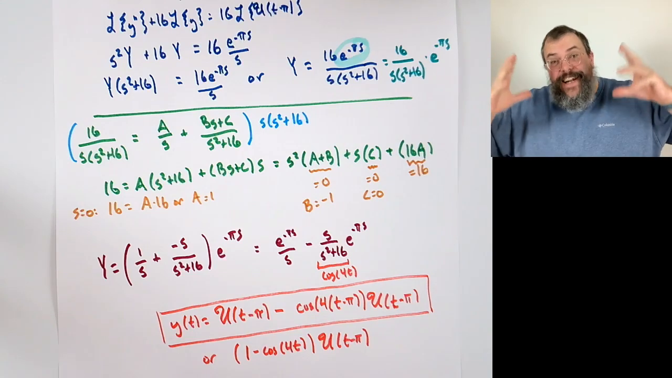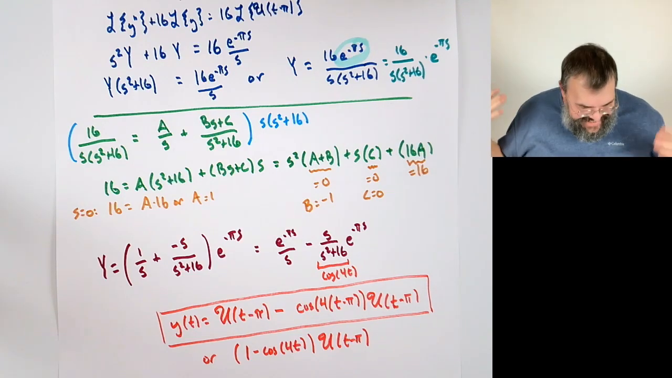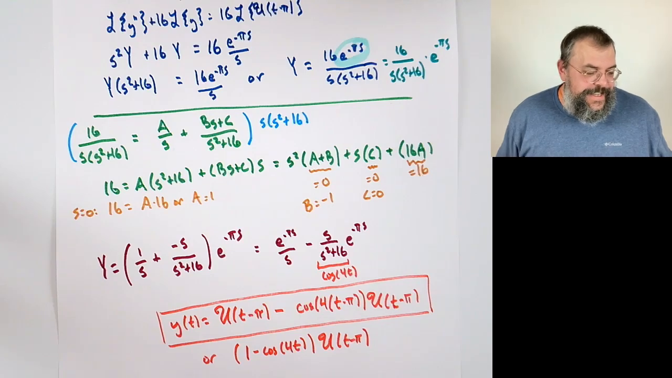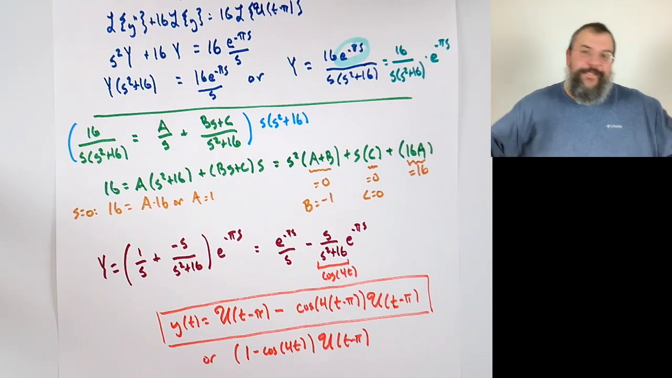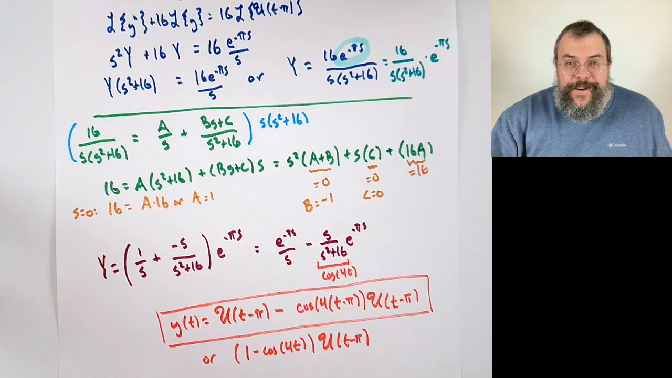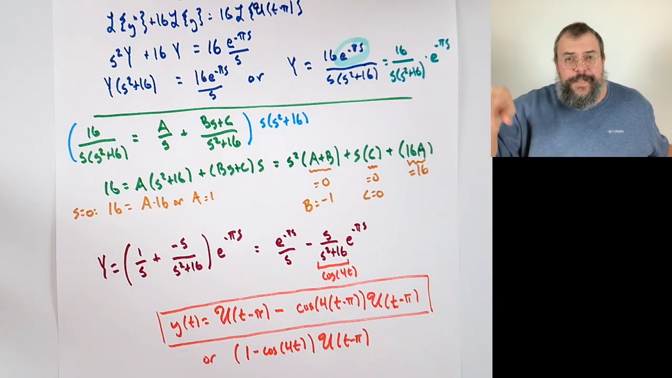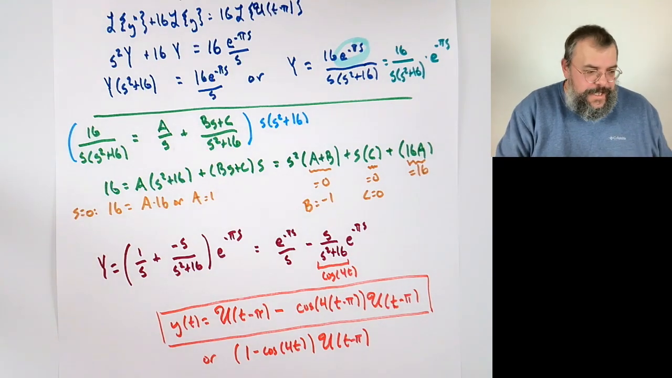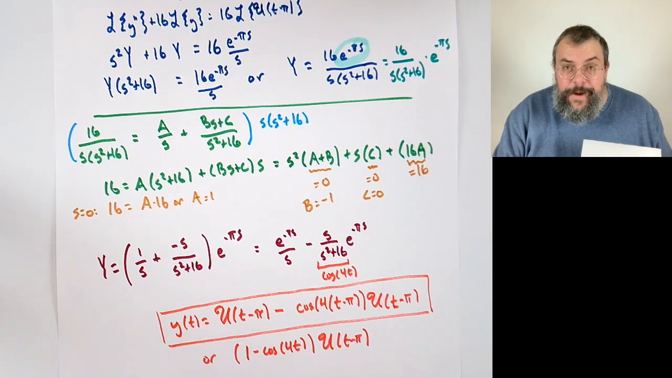Could it have been done in another way? Yes, it could have been done in another way. Should we do it in another way? Why not? We've got time. All right, and if you don't want to, just skip, life is good. So let's do it another way.